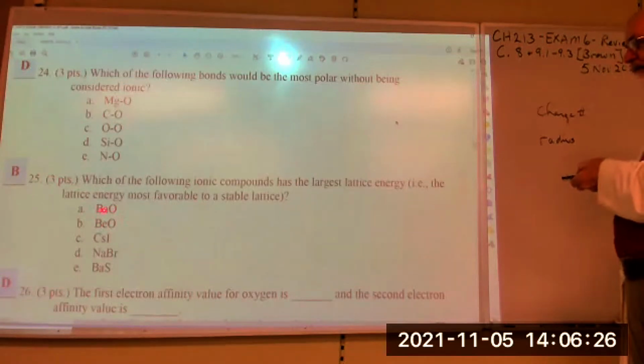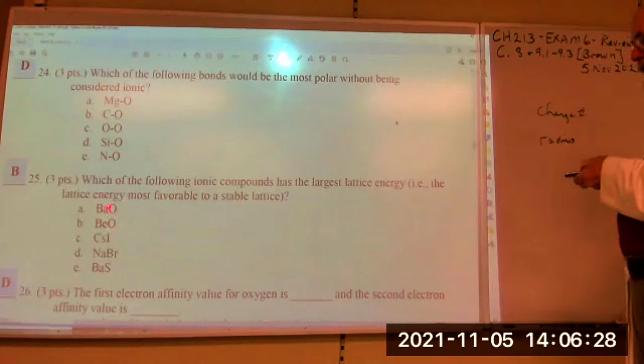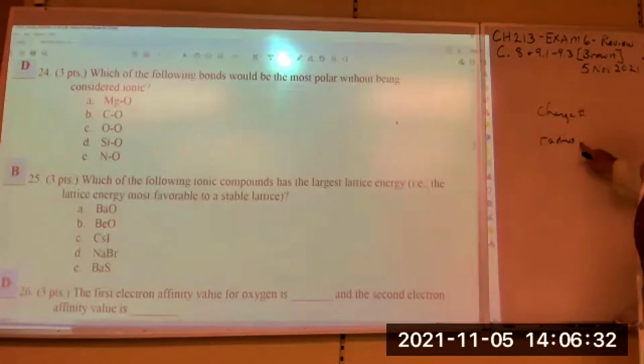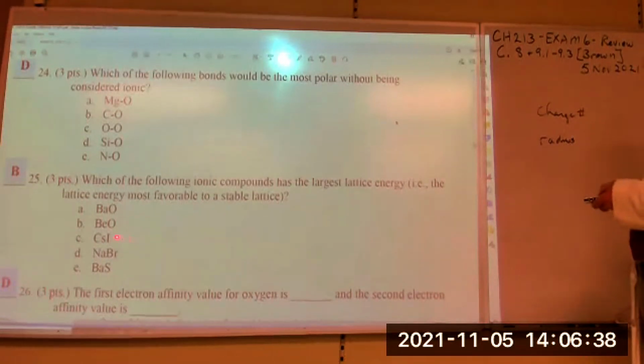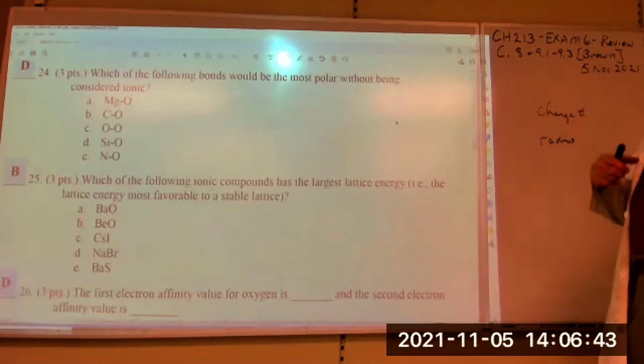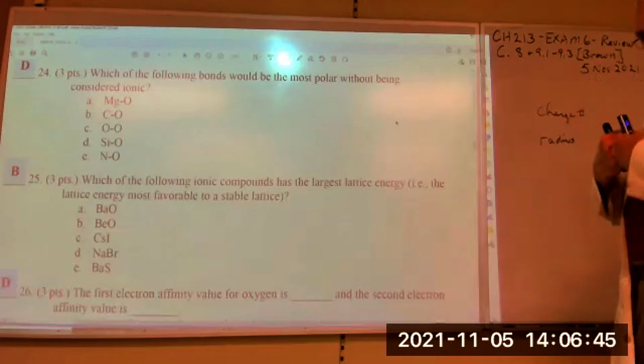Barium's too big. Right? Beryllium, they're the same charge difference, but beryllium and oxygen are closer together because beryllium is a really, really small ion. Yeah, that's why I would say beryllium oxide is probably the most stable because it has the lowest potential energy when they get really close together.